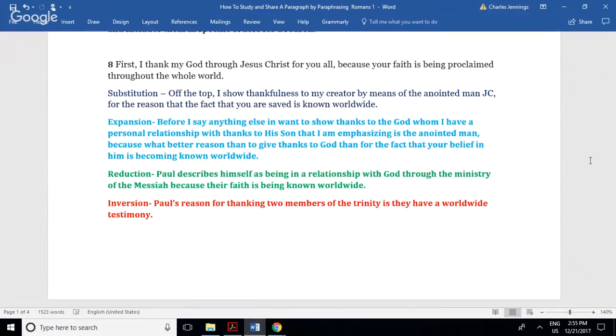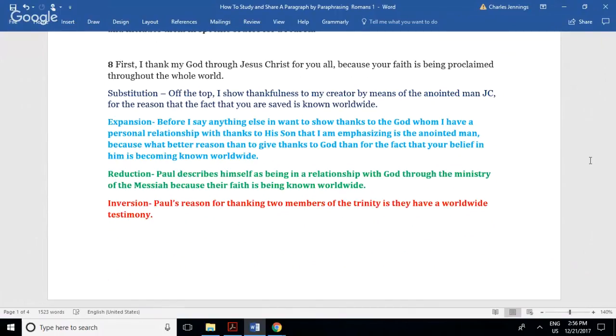Now, if I was using an expansion, I might say something like this: "Before I say anything else, I want to show thanks to God, with whom I have a personal relationship thanks to his Son, whom I'm emphasizing is the anointed man. Because what better reason is there to give thanks to God than the fact that your belief in him is being known worldwide." And now, if I was going to summarize or condense things, I might say something like this: "Paul describes himself as being in relationship with God through the ministry of the Messiah, because their faith is being known worldwide."